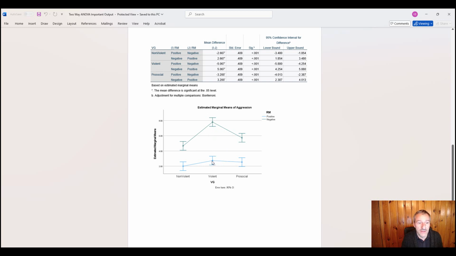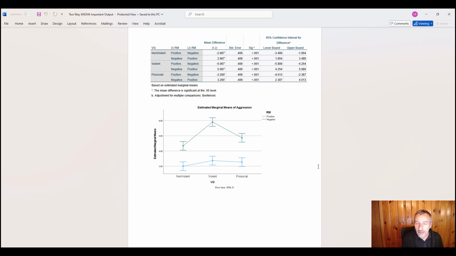There is a significant difference between positive and negative violent video games. Basically what it's saying is that you can play violent video games, but if you have a positive role model, it doesn't cause aggression to go up. And so that's like the entire question we'd be looking to answer.